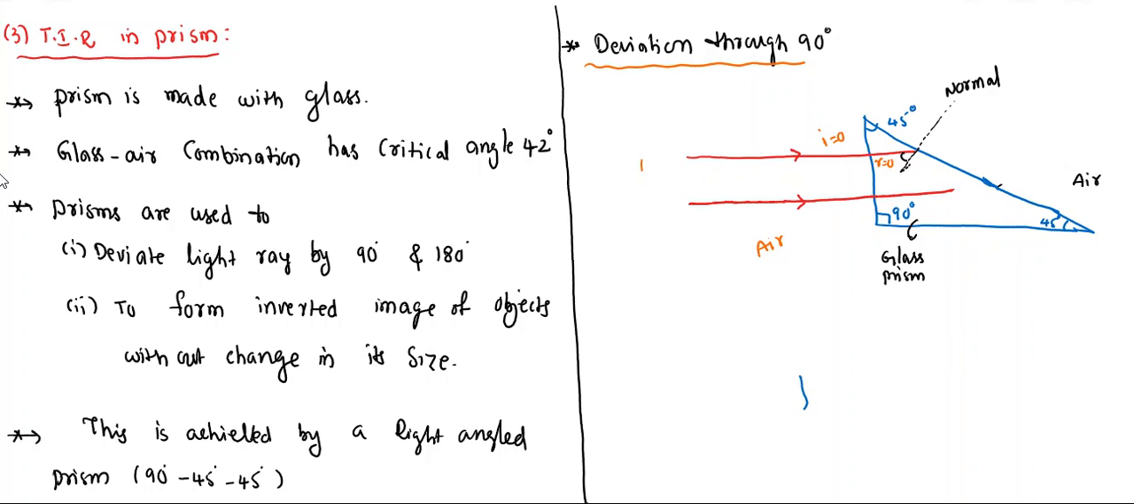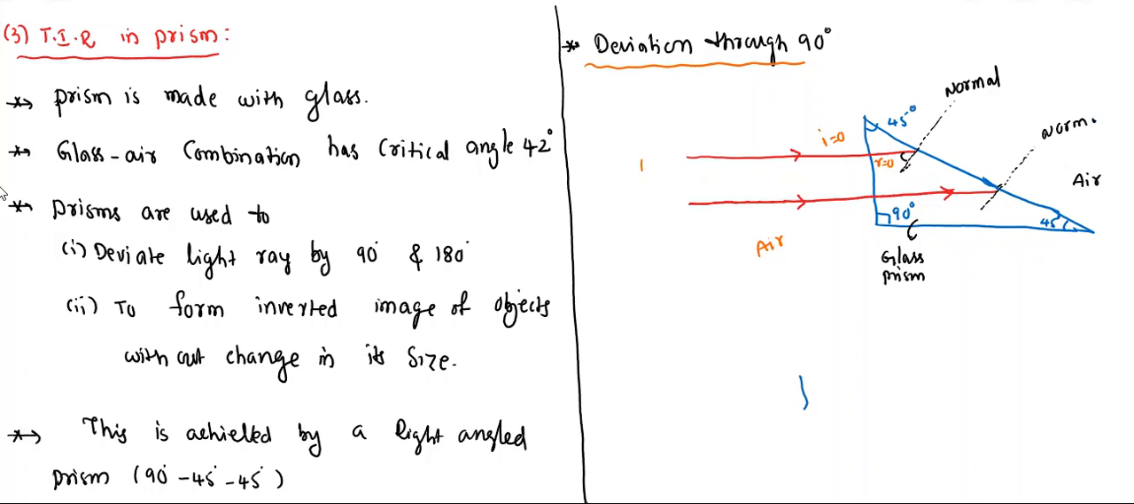The red color one is the incident light ray. It is incident like this. Here we have to draw the normal, right? For that purpose we will take the black line, and this is the normal drawn. Normal drawn means it's a line that makes 90 degrees with the surface. This is the normal drawn.